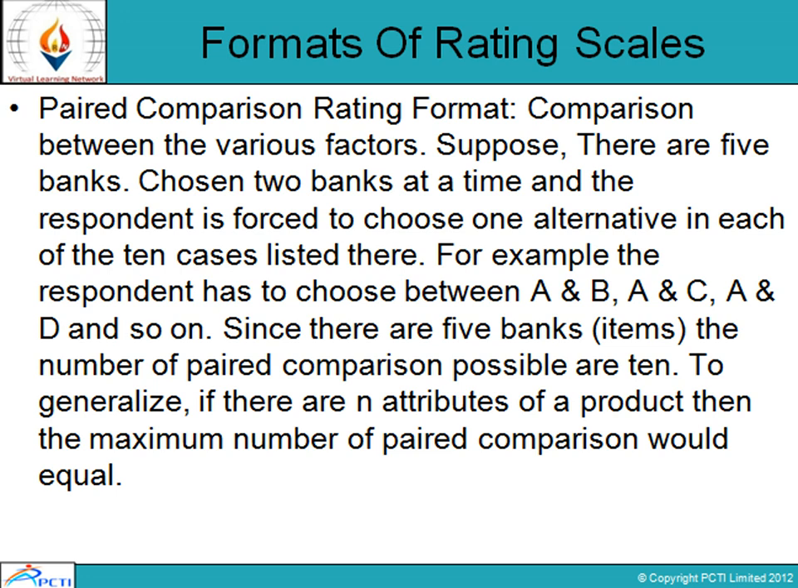Here bank is an example, and supposedly there are 5 banks. So choosing 2 banks at a time, the respondent here is forced to choose one alternative in each of the 10 cases listed there. So for example, the respondent has to choose between A and B, A and C, A and D. Since there are 5 banks which are classified as items, the number of paired comparisons which are possible is 10. And to generalize, if there are n attributes of a product, then the maximum number of paired comparisons would also become equal.